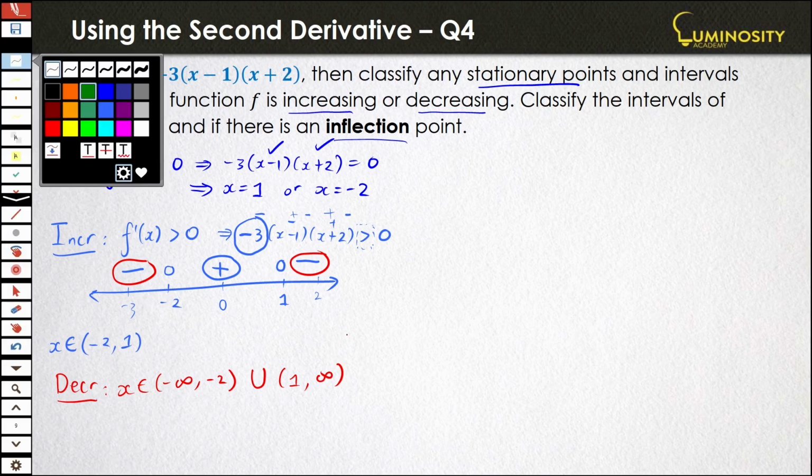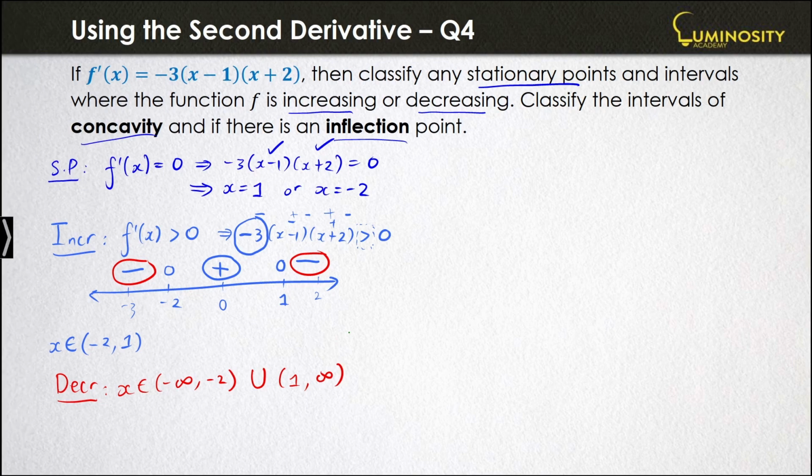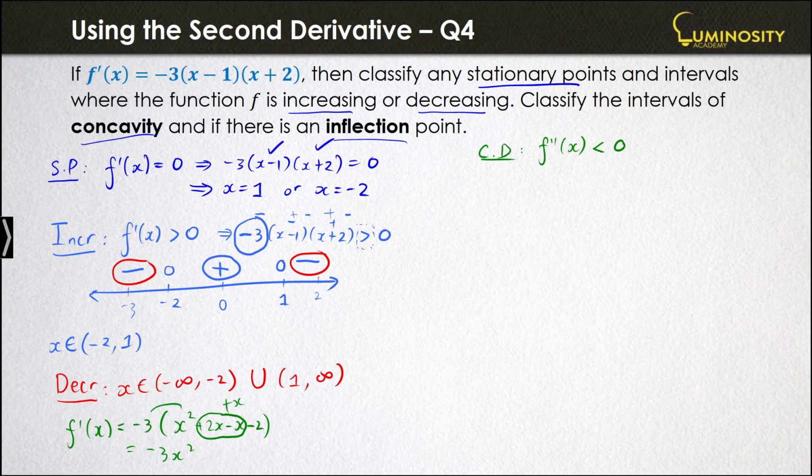Now we can do our second derivative test, and check for intervals of concavity. Let's do concave down first. That's the second derivative less than 0. Again, the first derivative was this given function, so let's expand that first derivative out. That's going to be negative 3 times, if I expand the brackets, x squared plus 2x minus 1x minus 2. So that's going to give you negative 3x squared when you expand out. 2x minus x is just 1x. So that's negative 3x and then positive 6.